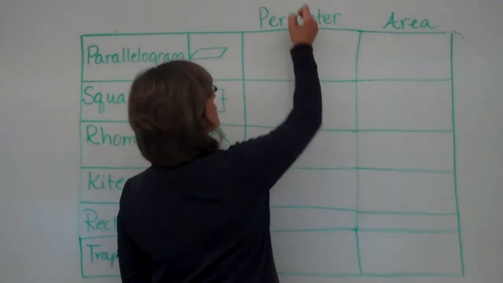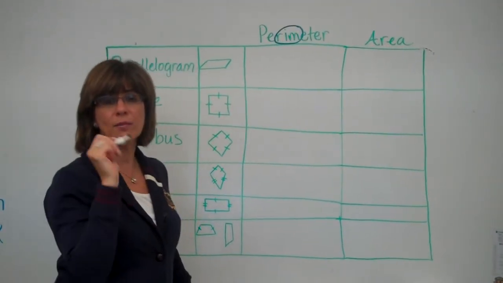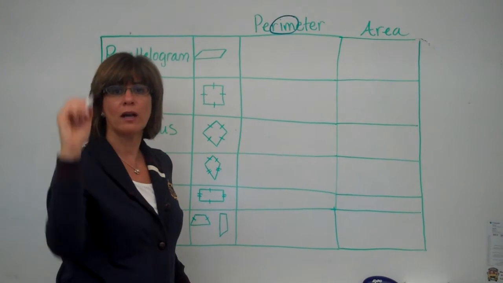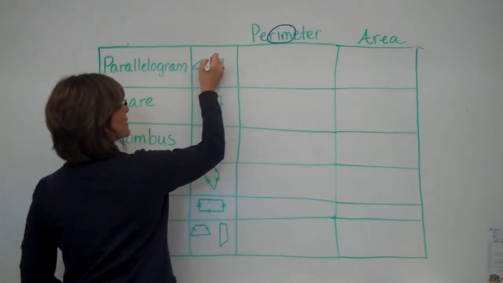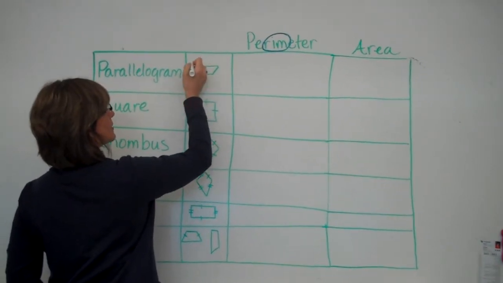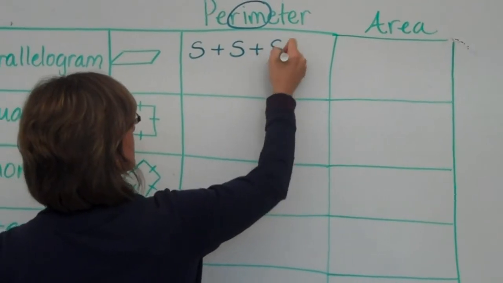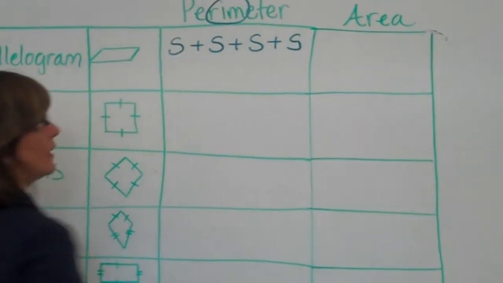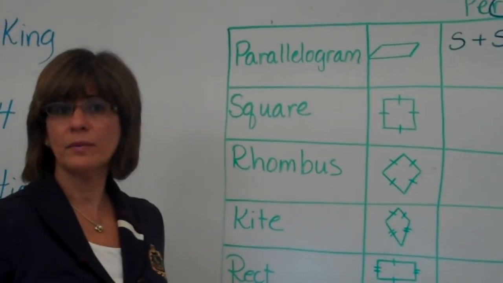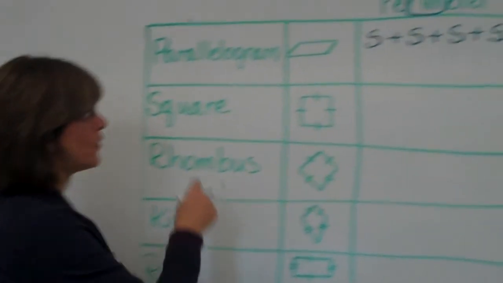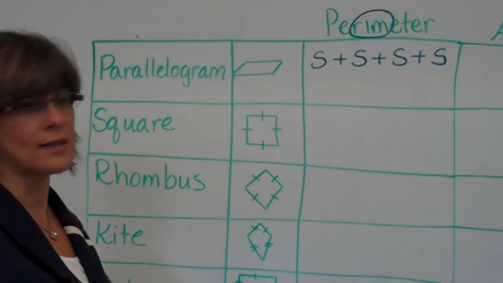Perimeter, you see the word rim. So that's what perimeter means. It means you're going to get the measurement of the rim. So you're going to take this side plus this side plus this side plus this side. So side plus side plus side plus side equals the perimeter. Sometimes the sides are the same and sometimes they're not. If they're the same, then you could have 2s plus s plus s.